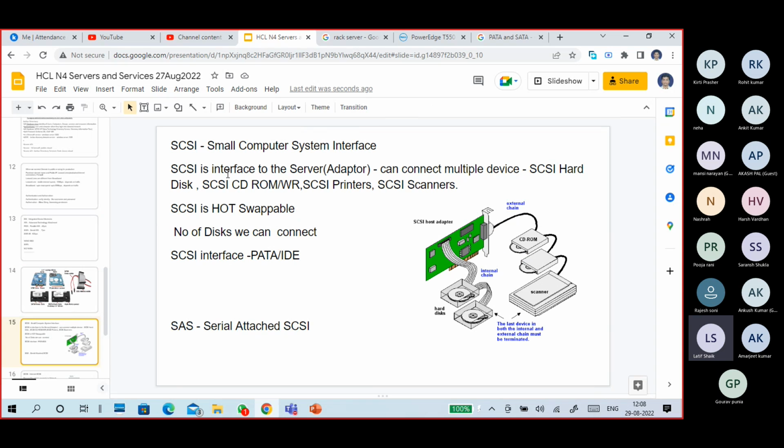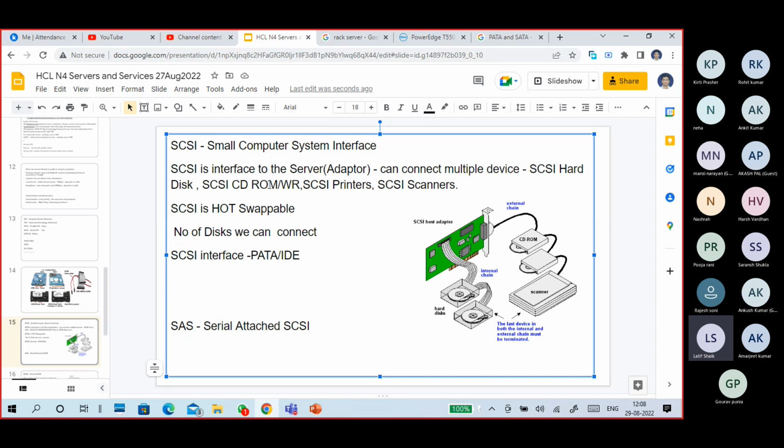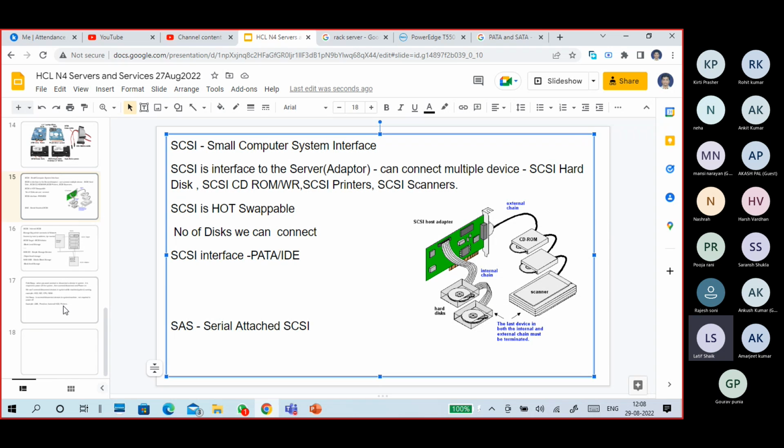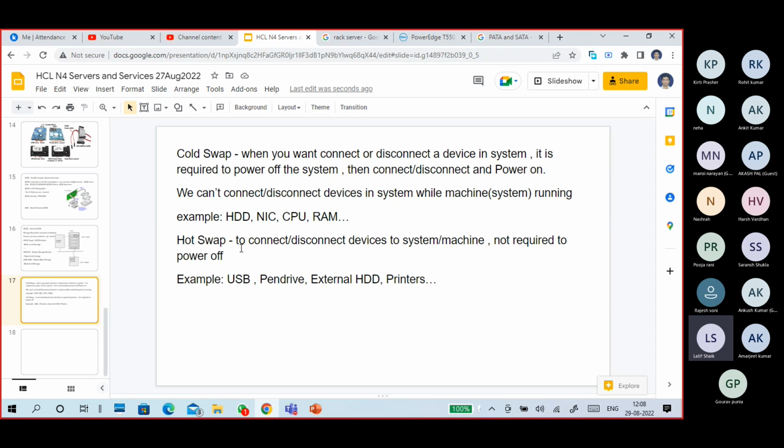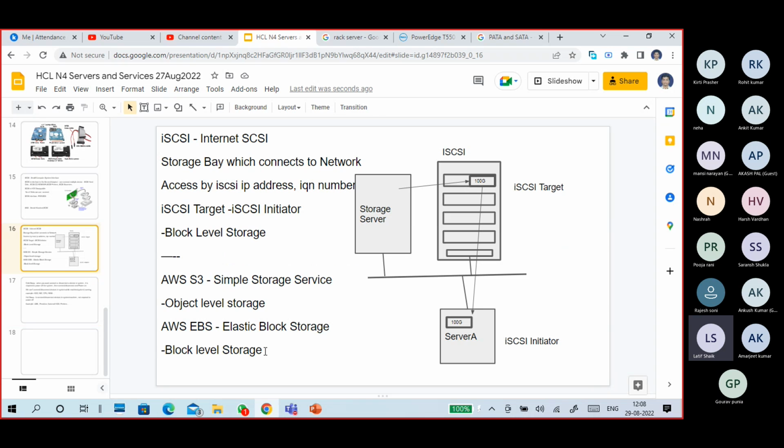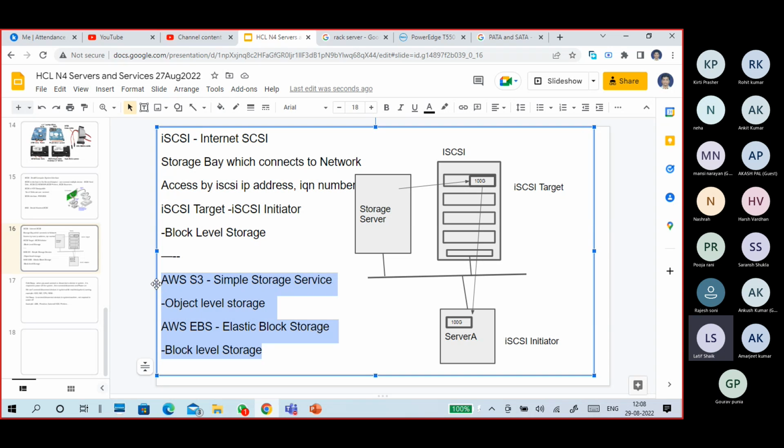And I also told you about SCSI storage, small computer system interface. Don't forget, small computer system interface. It is an interface card to the server, and we can connect multiple devices. It is hot swappable, and I gave an explanation about hot swap and cold swap. I also explained about iSCSI, and I gave two types of storage in the cloud, meaning AWS storage.